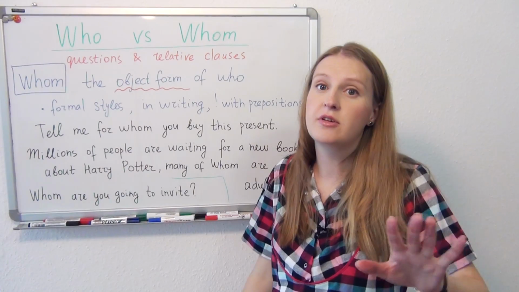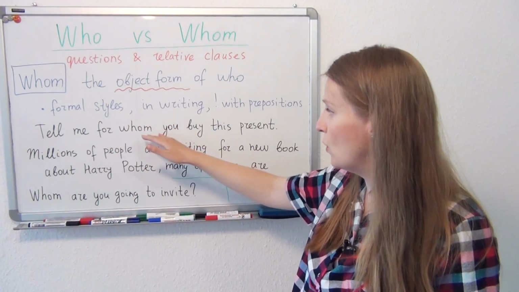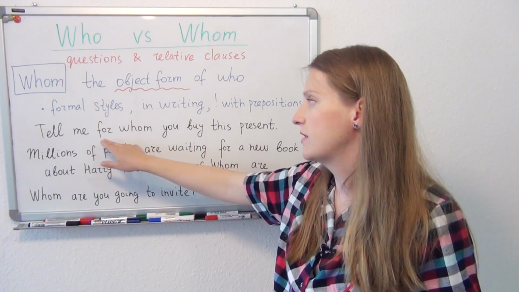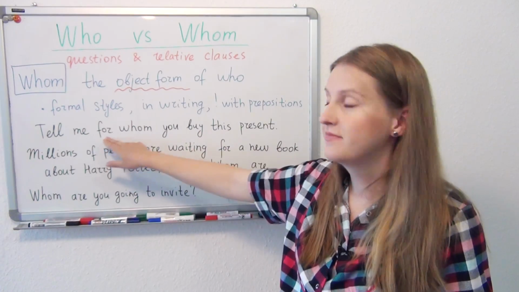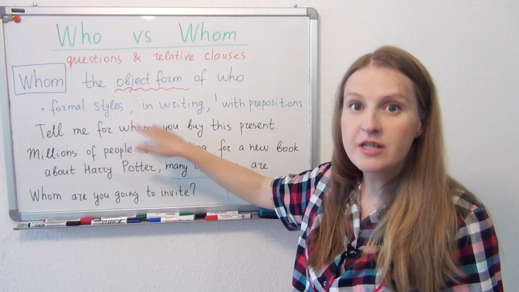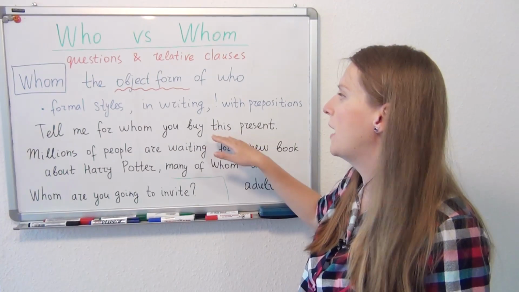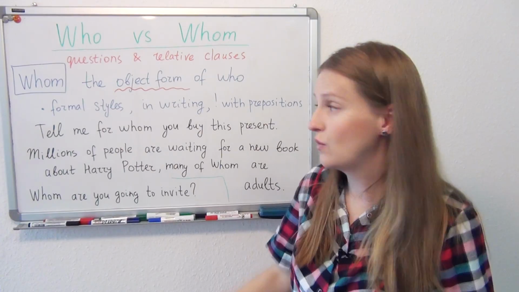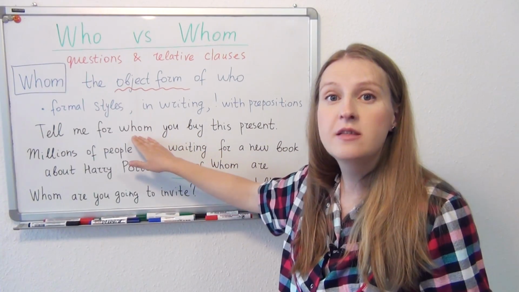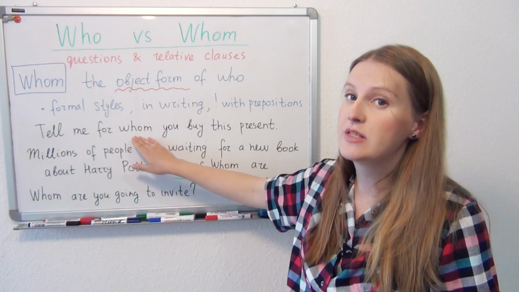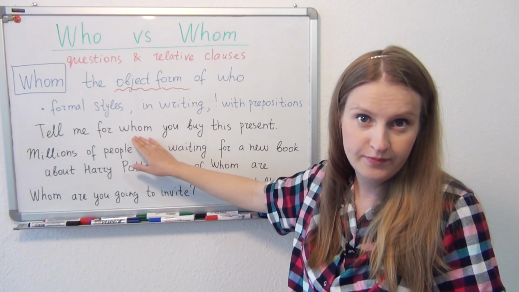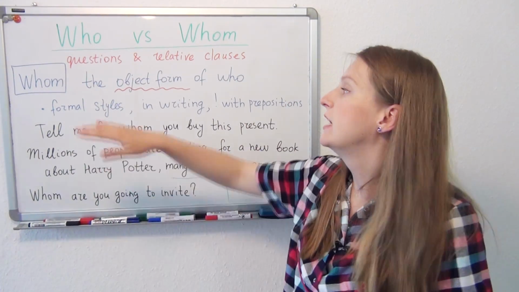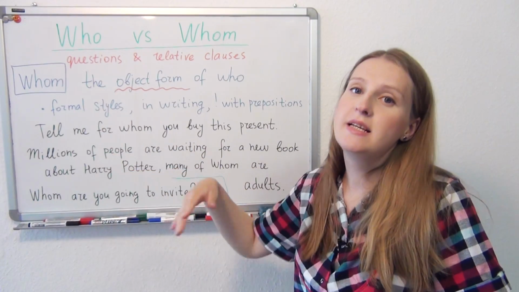Let's take a look at several examples. Tell me for whom you buy this present. For whom. There is a preposition for, and we use whom. And whom here is not the subject. For whom you buy. You buy. You do something. That's why you are the subject within this clause. And whom is the object. That's why it is possible to say whom here instead of who. Who is also possible. But with prepositions, in writing, in formal styles, whom is a little bit more common.